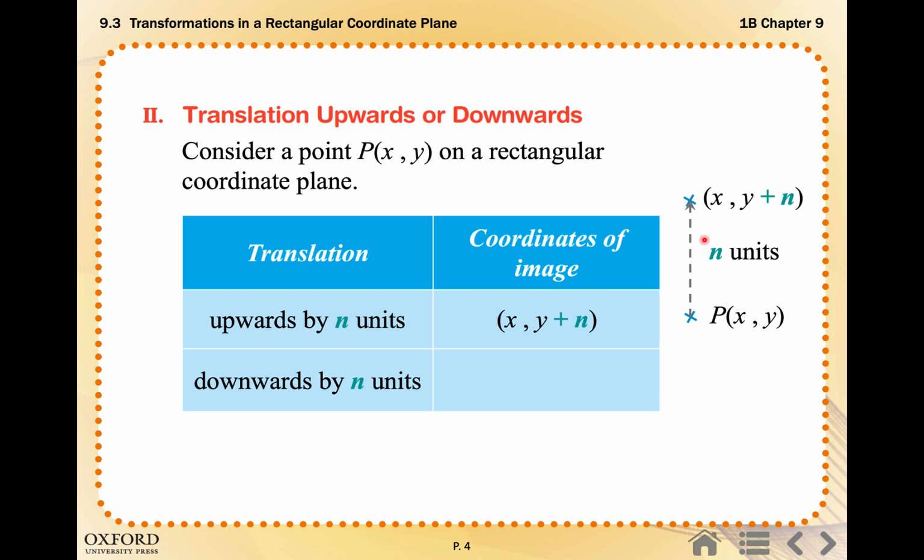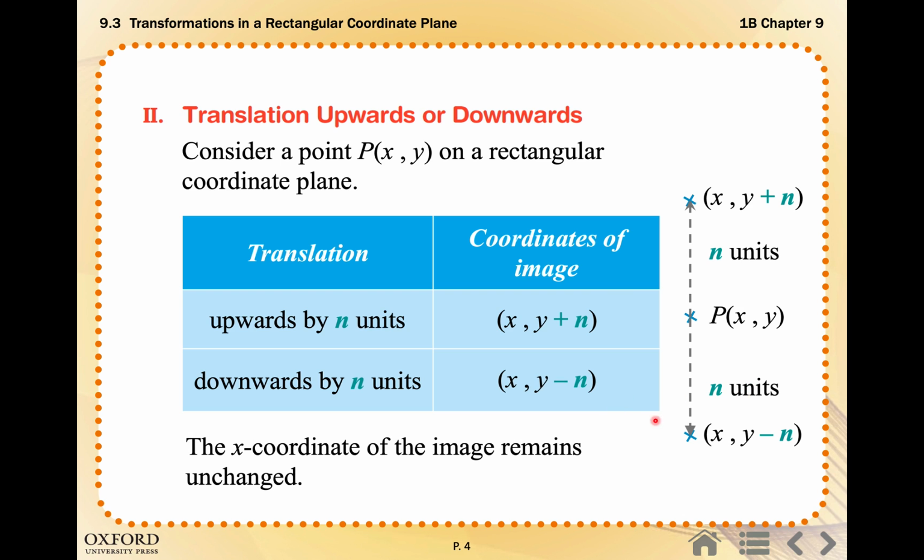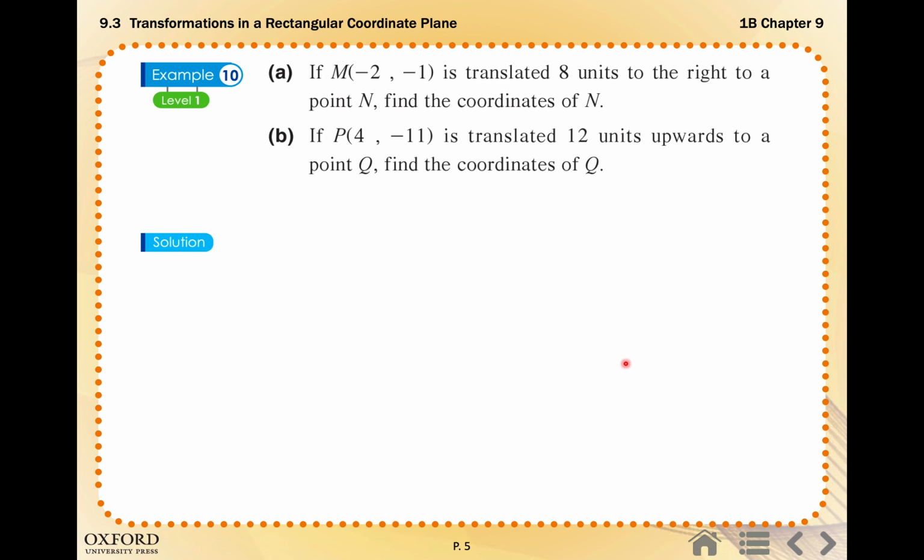And because it is going up, the y coordinate should plus n units. And when it is going down, again the y coordinate should be changed, but minus. So I think the idea is simple for the translation, and that's why you can write down the coordinates of the image easily for the translation, whether it is going to the left or right, or going up or down. So let's look at some examples here.